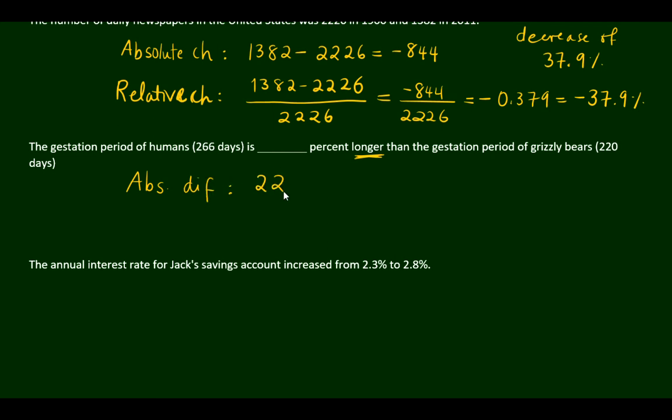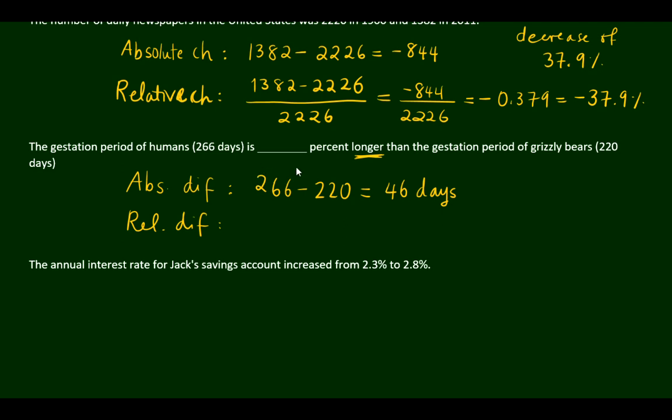So it's 266 minus 220. It's 46 days. This is the absolute difference between two gestation periods. If you look at the relative difference, this really depends on how the problem is set up. It says longer. That means you're comparing 266 to 220. That's what I did in the absolute difference as well. If it was shorter, then you would do vice versa. When it's negative, you don't have to keep that negative because you're already using shorter, and you're flipping it, so it's going to be 46 days shorter.